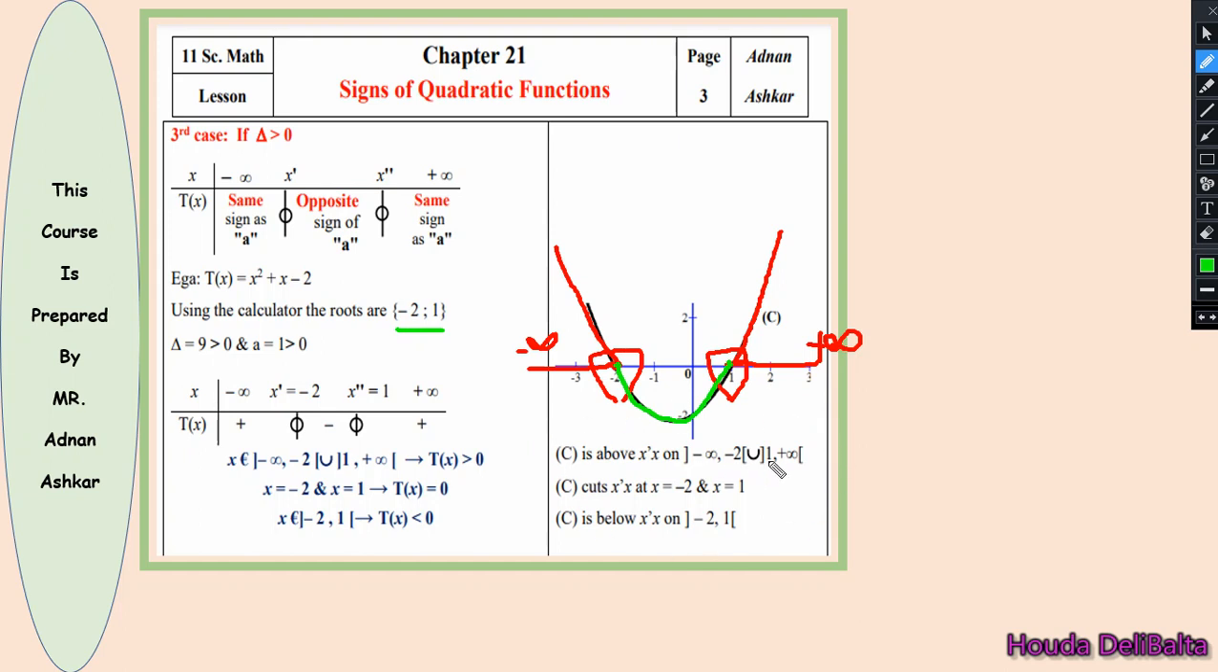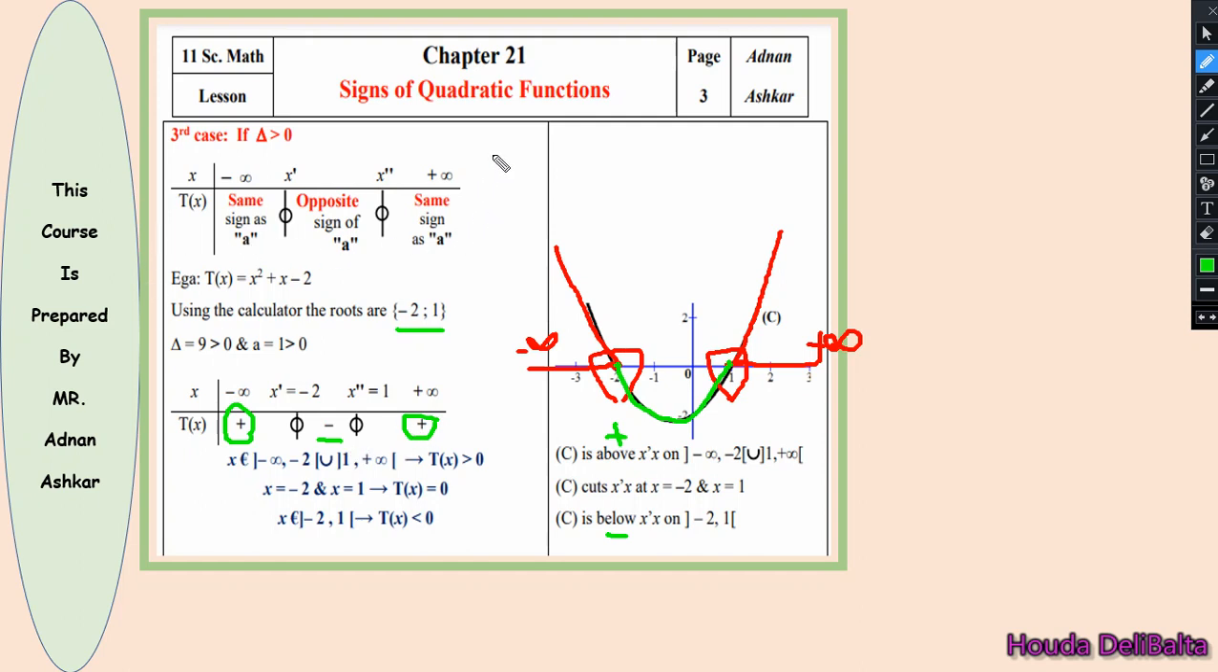From minus infinity to minus 2 and from 1 to plus infinity, the curve is above the x-axis, which means positive. So in this region and in this region, from minus infinity to minus 2 and from 1 to plus infinity, the sign of the quadratic function is positive. At minus 2 and 1, there is an intersection, that's why we put zeros. The curve is below the x-axis on minus 2, 1, which means negative. So between minus 2 and 1, we put the negative sign. And thus we got plus, minus, plus.